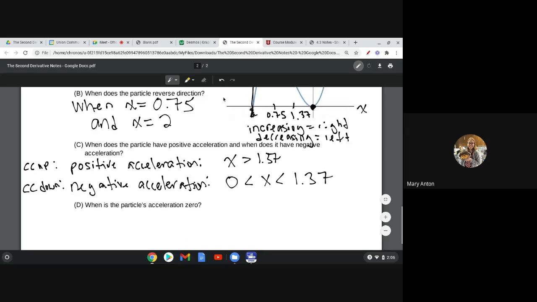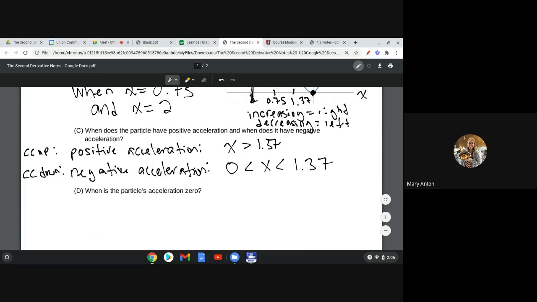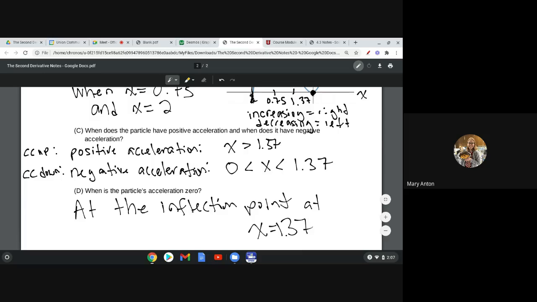So, in conclusion, when is the particle's acceleration 0? At the inflection point, when x equals 1.37. All right. At the inflection point at x equals 1.37.